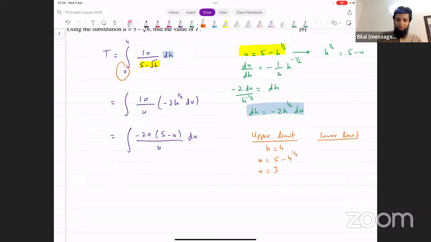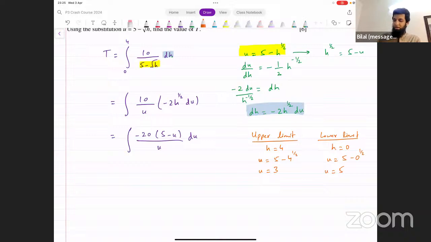The lower limit for h was 0. So we say h equals 0. That gives us u equal to 5 minus 0 to the power 1 over 2. And the value of u turns out to be 5. Now, when we convert the limits, what we are getting is that the upper limit is 3 and the lower limit is 5. Now, that's very important.